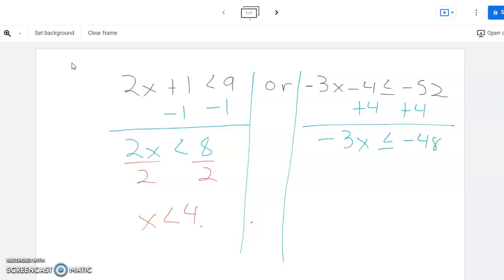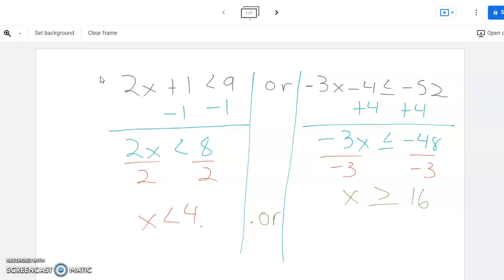And then I need to go ahead and solve for x, and the way that I'm going to do that is divide both sides by negative 3. But when I do that, my inequality symbol is going to flip. So negative 3 divided by negative 3 equals 1. So this is like 1x, but I could just call it x. And then negative 48 divided by negative 3 is going to equal positive 16. So now x is less than 4, or x is greater than or equal to 16.